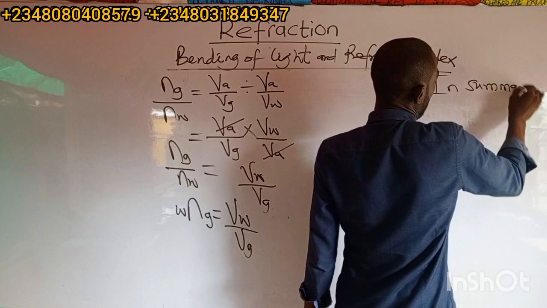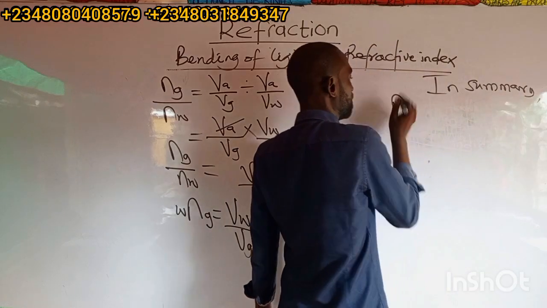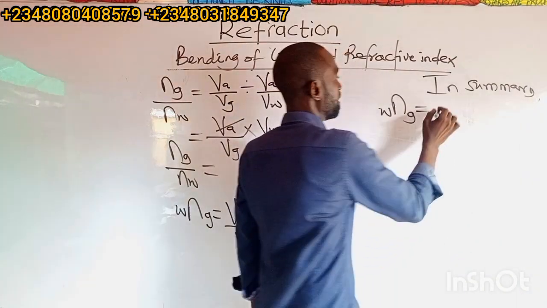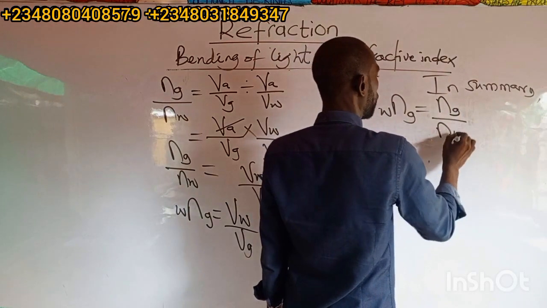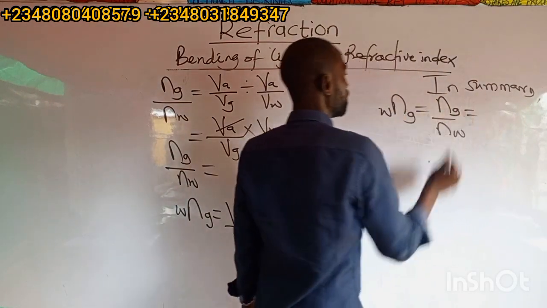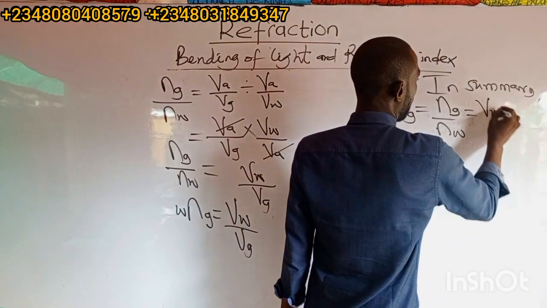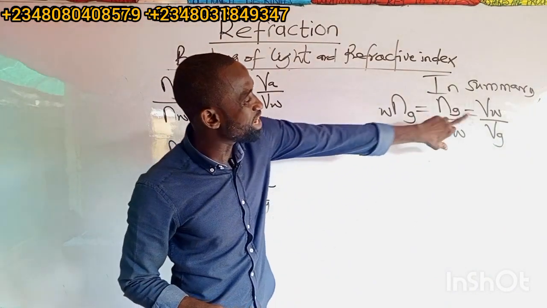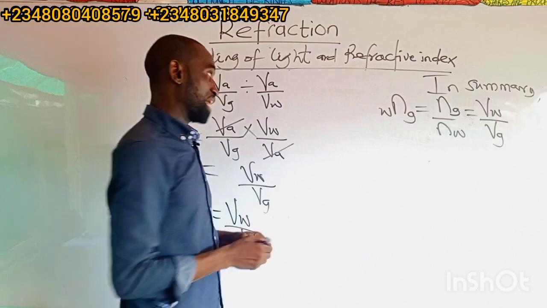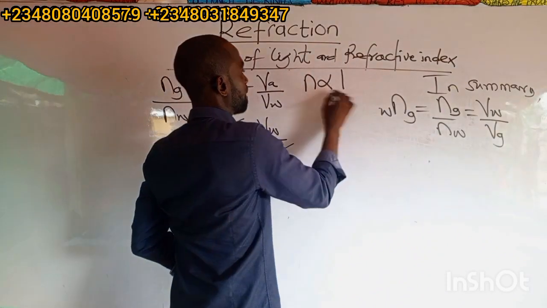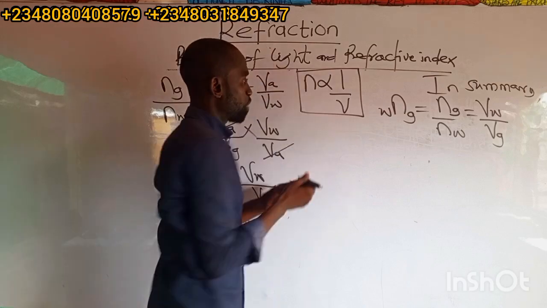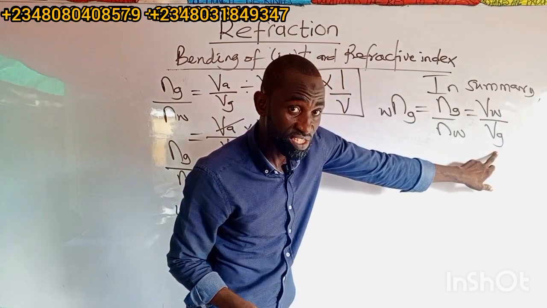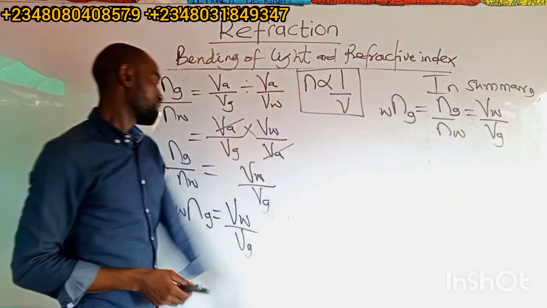So, in summary, for now, we have the refractive index of glass with respect to water is equal to, in terms of refractive indices, N of G all over N of W, which is equal to, in terms of speed, speed in water all over speed in glass. It therefore implies that refractive index is inversely proportional to the speed of light. So we have N inversely proportional to the speed. From what we have here, N of G over W is equal to VW all over VG. Inverse relationship between them. So this is what we have.